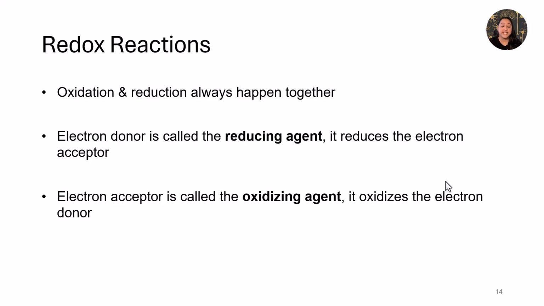And then the electron acceptor is called the oxidizing agent because it oxidized the electron donor. So the terms are just different based on what you're focusing on. Are you focusing on the reaction? Then we would say this is oxidized and this is reduced. If you're giving a term to the atom, then this is the reducing agent because it reduced the other thing. And if you focus on the other atom, this is the oxidizing agent because it oxidized the electron donor. Yeah, I don't know what else to tell you.